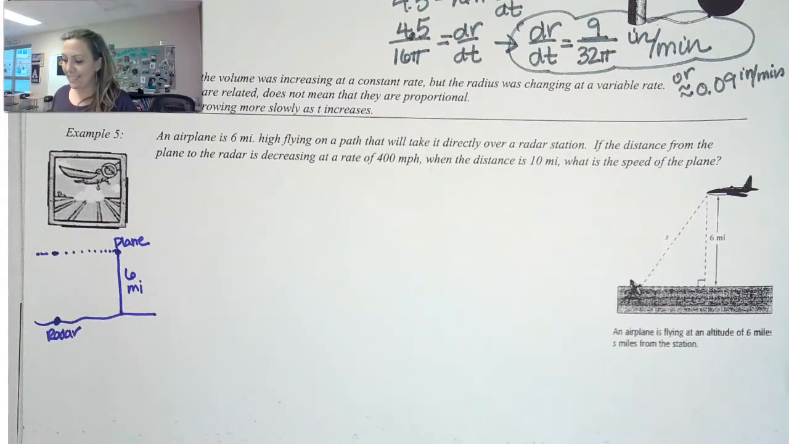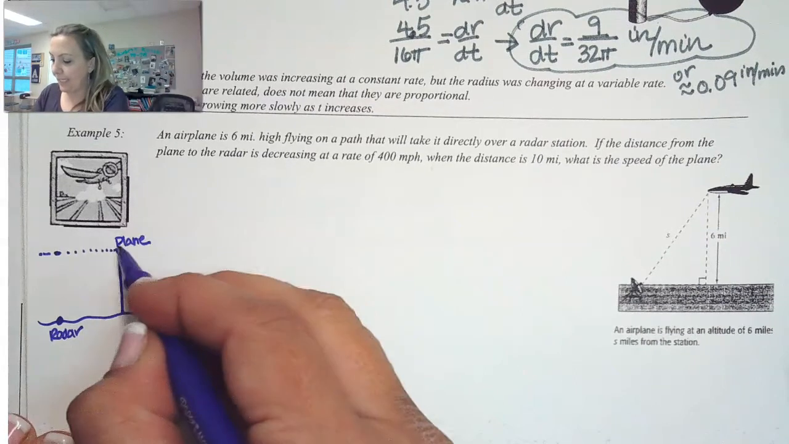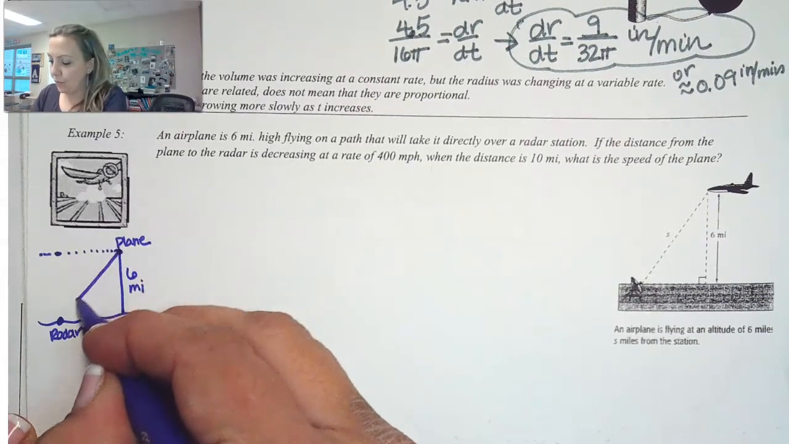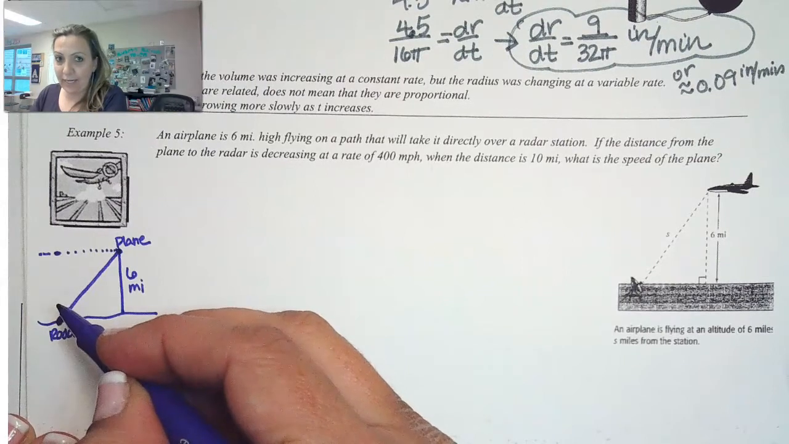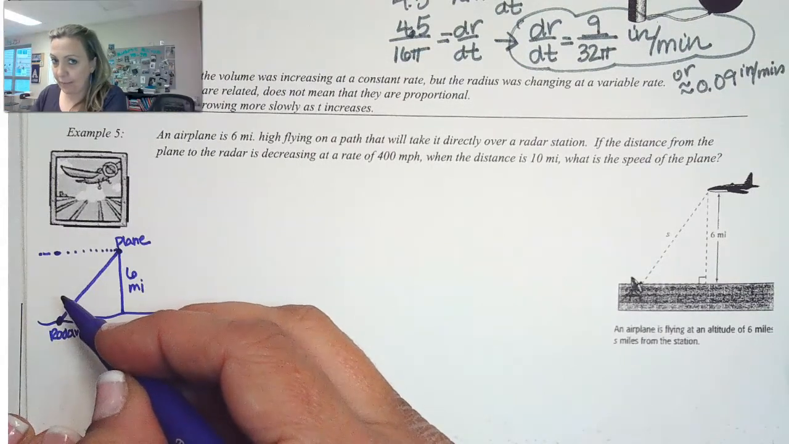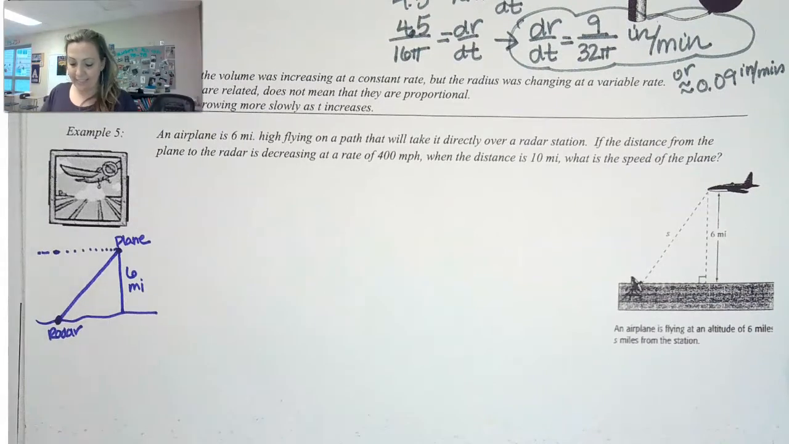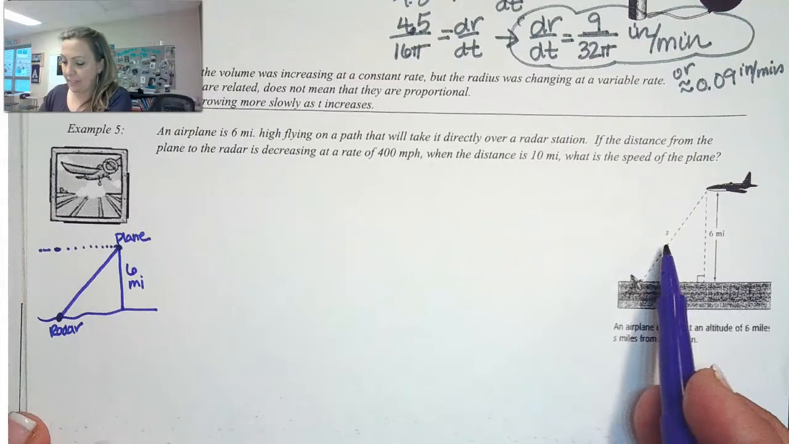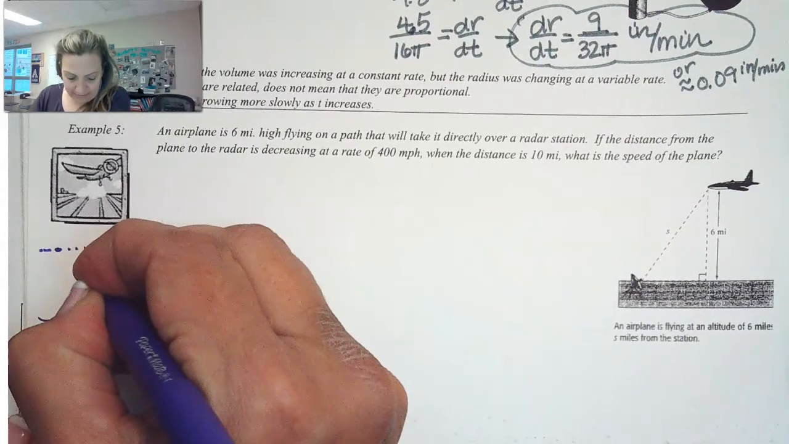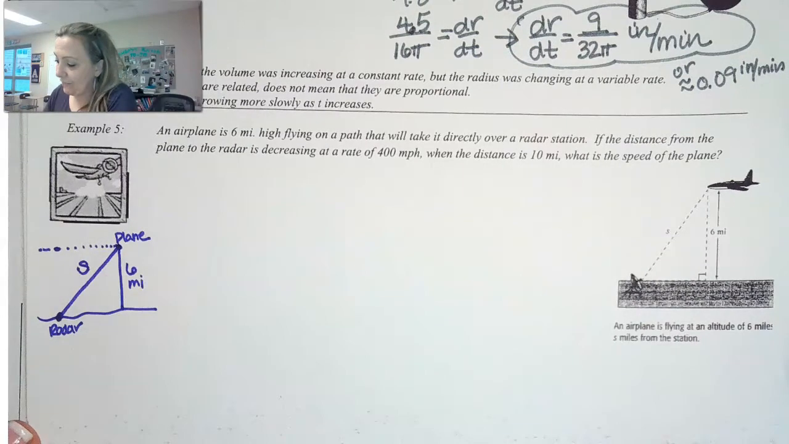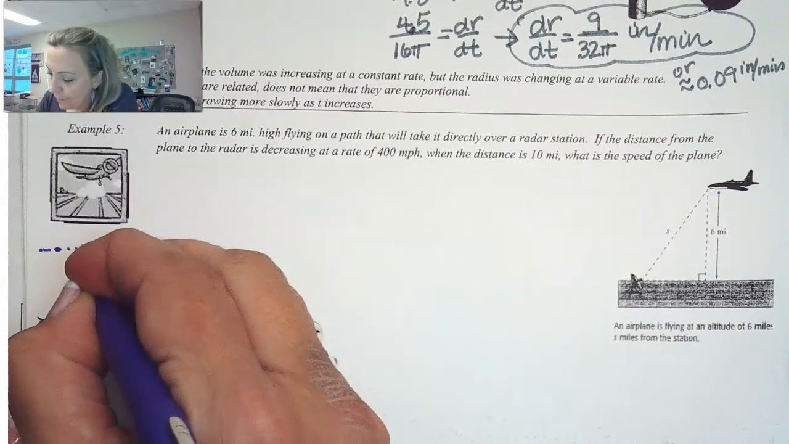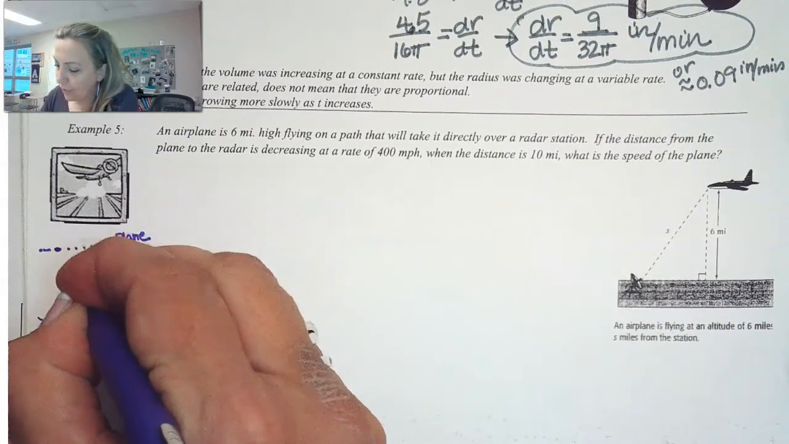It says if the distance from the plane to the radar is decreasing at a rate of 400 miles per hour, when the distance is 10 miles, what is the speed of the plane? And notice that they've named that for us. They've named that S, probably because they know I don't like using S in equations. You could call it D if you wanted. Anyway, that's what we're doing here, that's going to be called S.